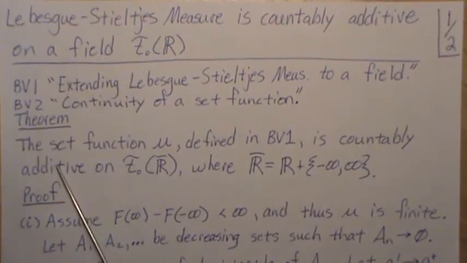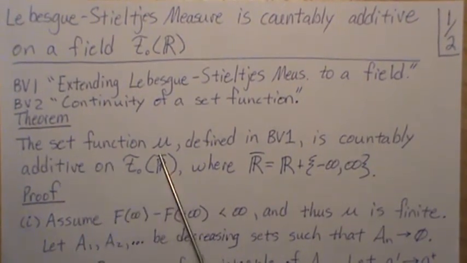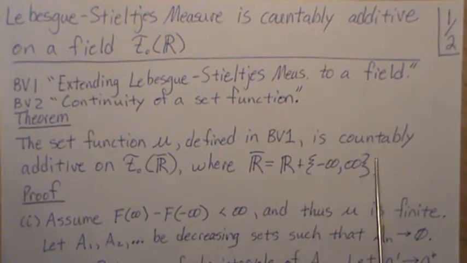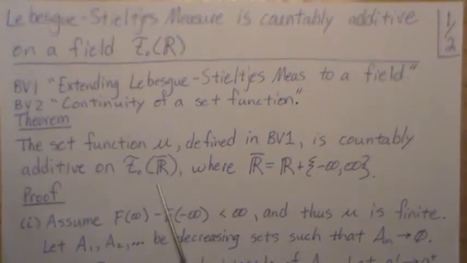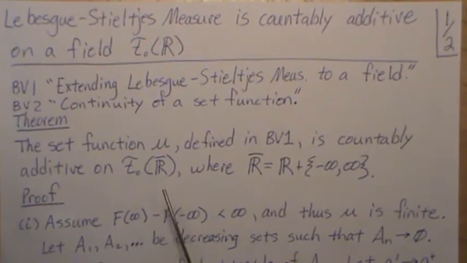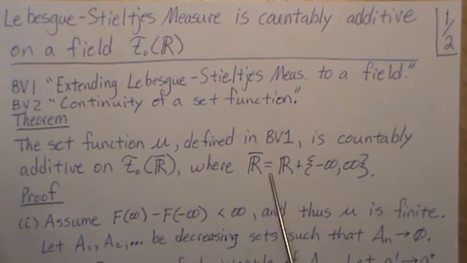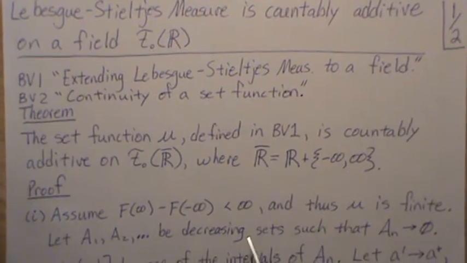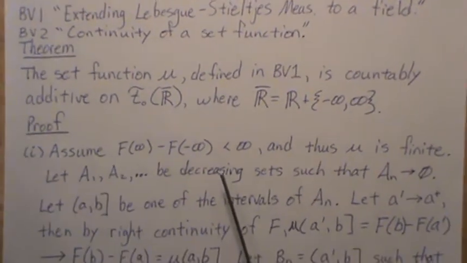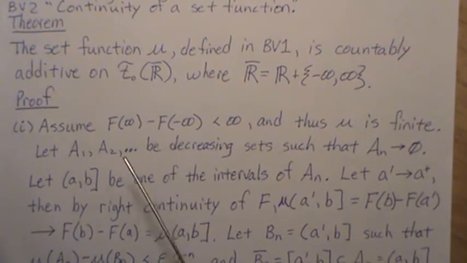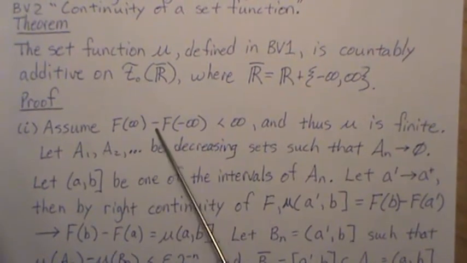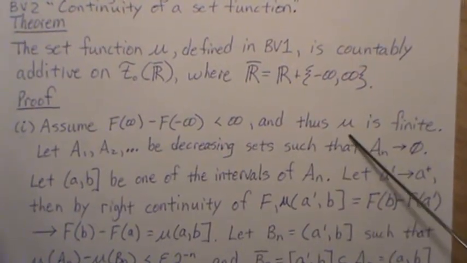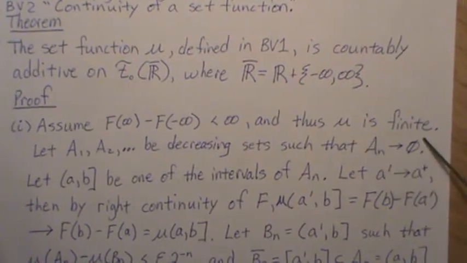The theorem we're going to prove in this video is that the set function mu defined in BV1, which is the Lebesgue-Stieltjes measure, is countably additive on the field, the closure of R, where R extended is the reals plus minus infinity and infinity. And this is done more for convention than anything. So the proof goes like this. Let's assume that the difference f of infinity minus f of minus infinity is finite. And that means that the Lebesgue-Stieltjes measure is finite.